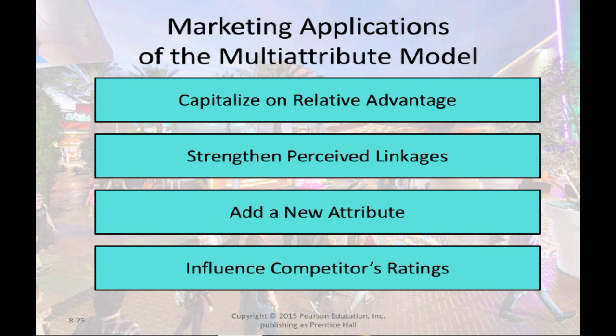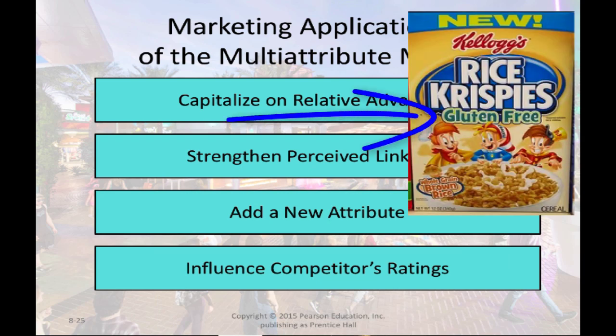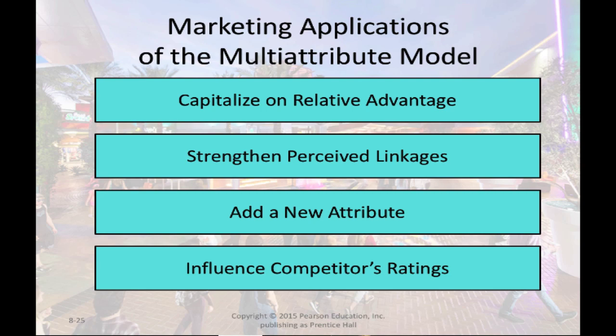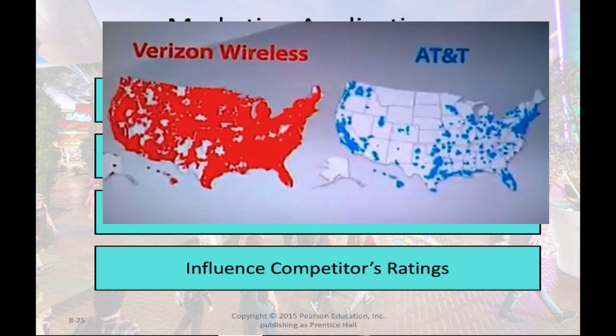Adding a new attribute. Marketers can influence consumers' attitudes with marketing communications that add a new, favorable, salient attribute belief when new features are developed for products. Influence competitors' ratings. Finally, a marketer can attempt to decrease the competitor's higher attitude ratings with comparative advertising.